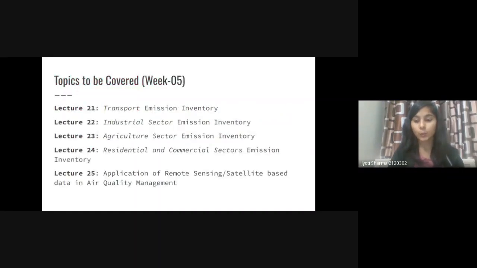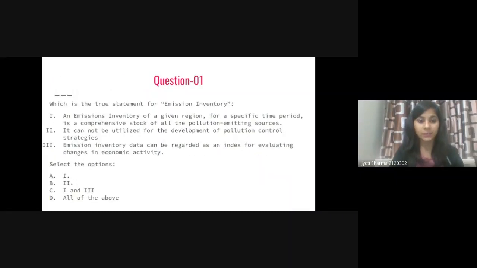Okay, so this is week 5, and last week we talked a little bit about the emission inventory. Here we will talk about different types of emission inventory, for example, transport emission inventory, then the industrial sector, the agricultural sector, the residential and commercial sectors, and some applications of remote sensing. Okay, so let's start with some MCQs.